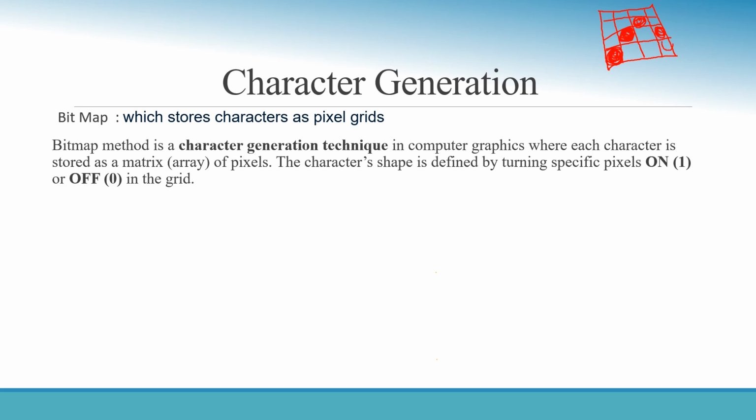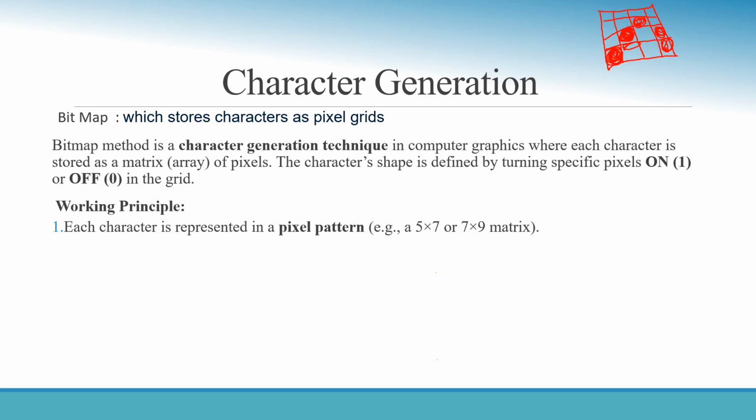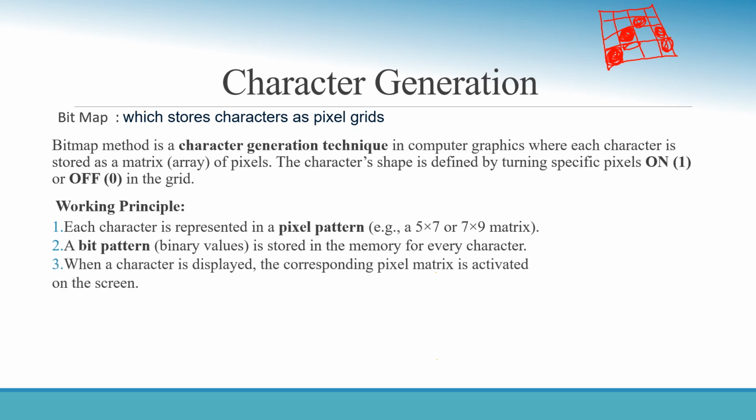So, this is how two colors, black and white, are used for the two states. Now, what is the procedure? How is a given character displayed? The working principle is, first, each character is represented in a pixel pattern, maybe 5 by 7 or 7 by 9. The whole screen is 25 rows by 80 columns. A bit pattern, meaning a binary value, is stored in memory for every character. When a character is displayed, the corresponding pixel matrix is activated on the screen.